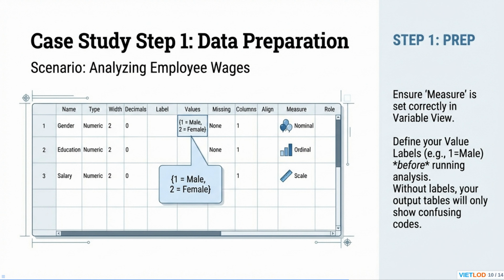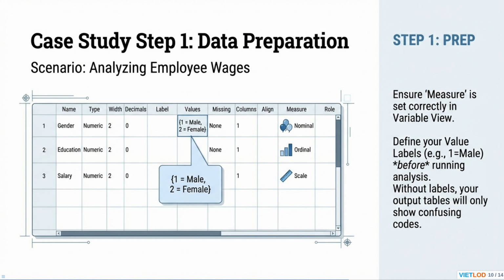Our case study begins with analyzing employee wages, and the foundational first step, even before any statistical tests, is thorough data preparation within the Variable View tab of SPSS. This is crucial for ensuring the integrity and interpretability of our analysis. There are two primary actions to take here. First, always ensure the measure type is correctly assigned for each variable. As you see, gender should be nominal, education level would likely be ordinal, and salary is clearly a scale variable. Misclassifying these can lead to inappropriate statistical calculations.